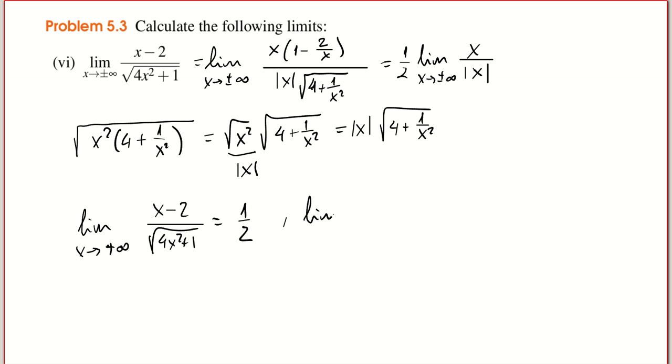But if we are calculating the limit of this expression when x goes to minus infinity, then x is negative, but the absolute value of x is positive, so this is just -1, so the limit is -1/2. So the limit is in absolute value 1/2 in both cases, but the sign depends on whether we're taking the limit to plus infinity or to minus infinity.